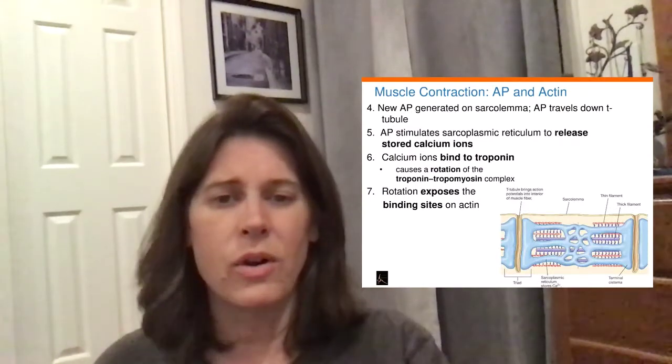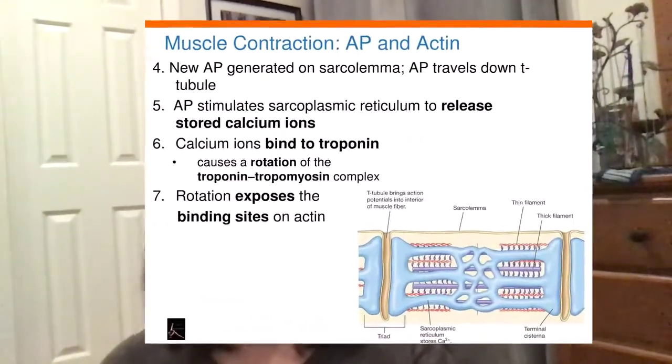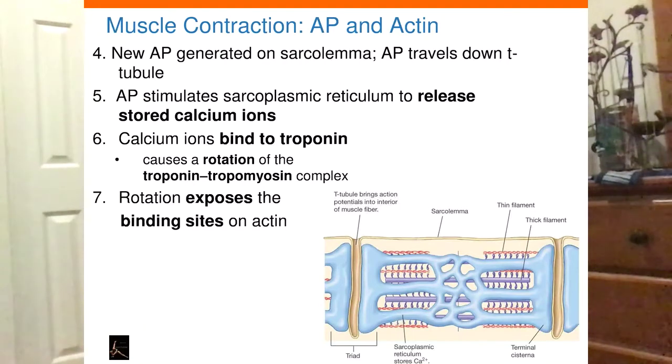Our action potential gets generated on the sarcolemma. Several action potentials travel down the sarcolemma. And remember that the sarcolemma, the cell membrane, is continuous with the T-tubules. So the AP travels down the T-tubules. Those T-tubules are associated with the lateral sacs of the SR. So it stimulates the SR to release calcium that's stored inside of it. That's where our calcium comes from.